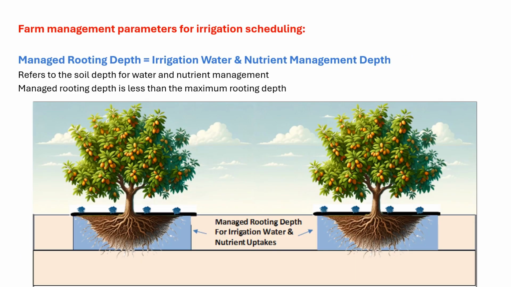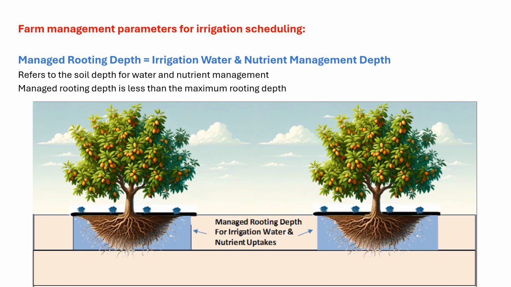The effective rooting depth is usually less than the maximum rooting depth because the rooting density decreases with depth, and most of the plant's feeder roots are contained in the upper part of the rooting depth. The managed rooting depth for irrigation scheduling refers to the depth when applying irrigation to refill the soil profile based on the effective rooting depth.